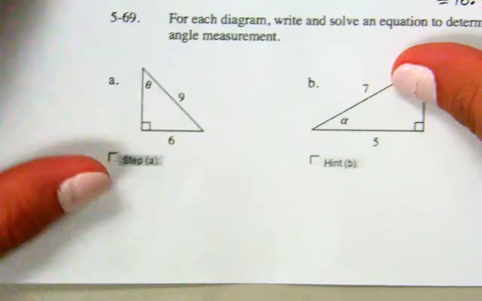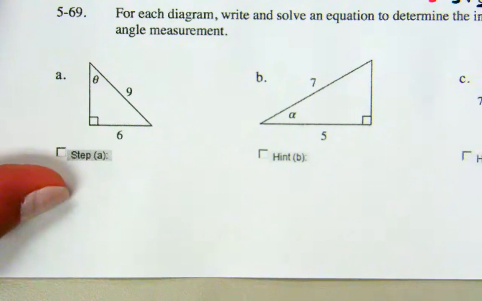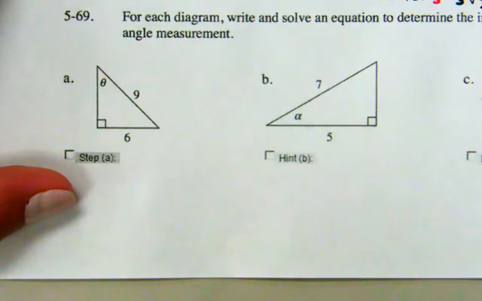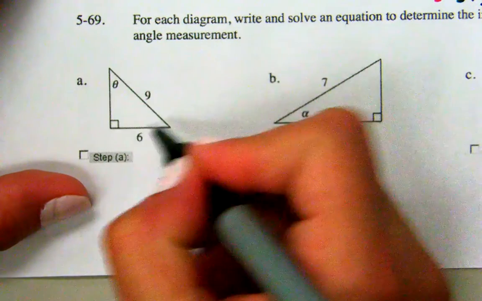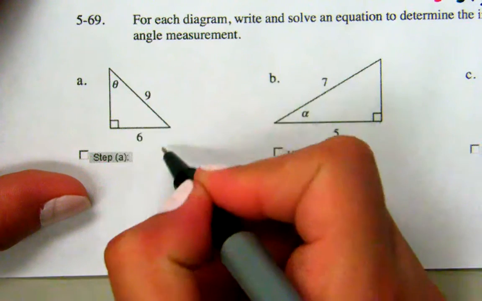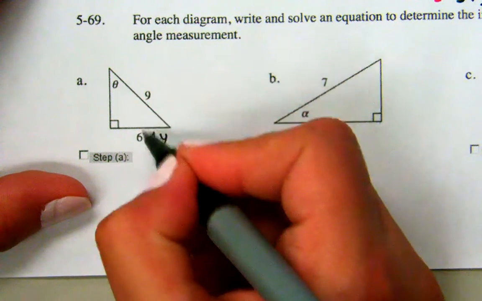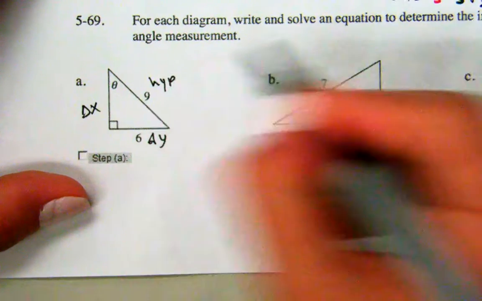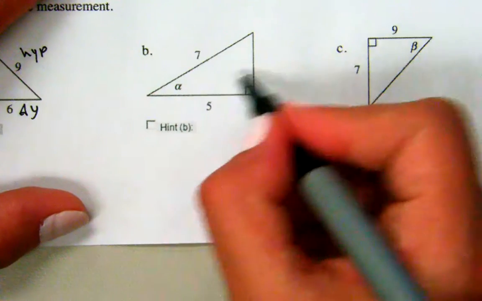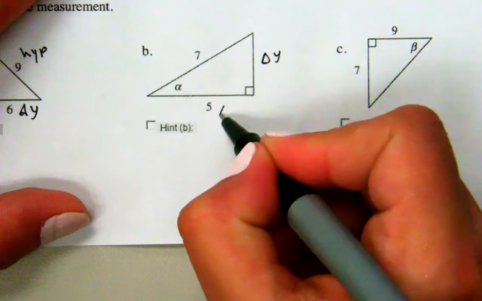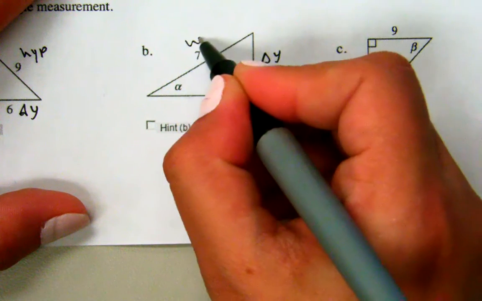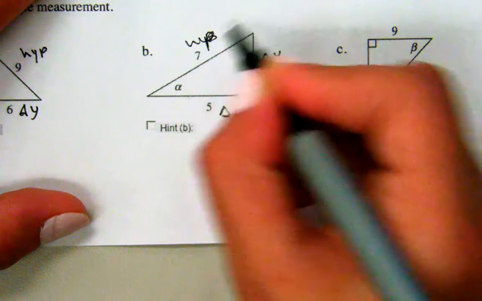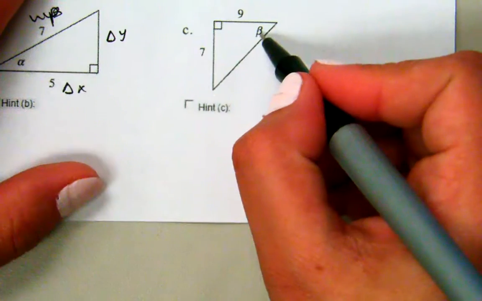And then for A, B, and C for number 69, you are to label each part of these. So if this is your angle, this is going to be your change in y because it's across from your angle. This is going to be your change in x. This is going to be your hypotenuse. There's your angle, so this is your change in y. This is your change in x. That's your hypotenuse.